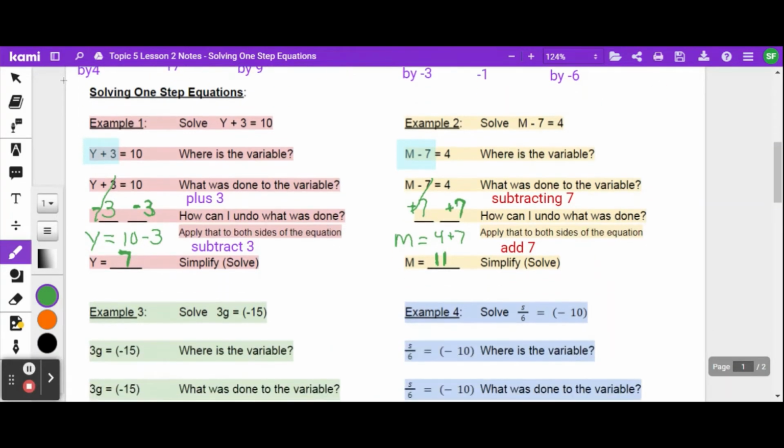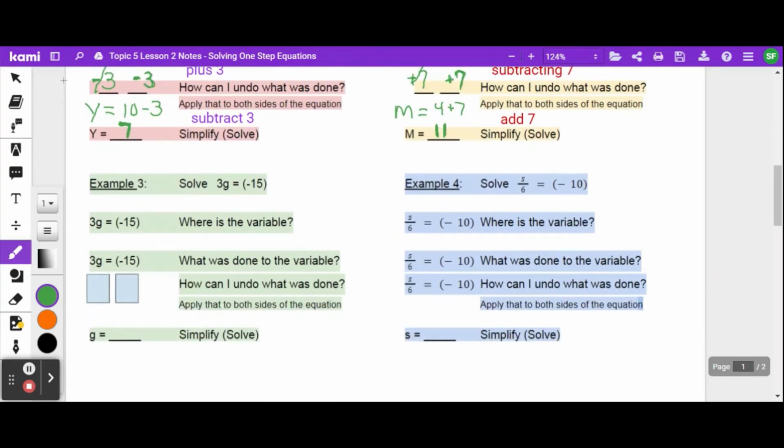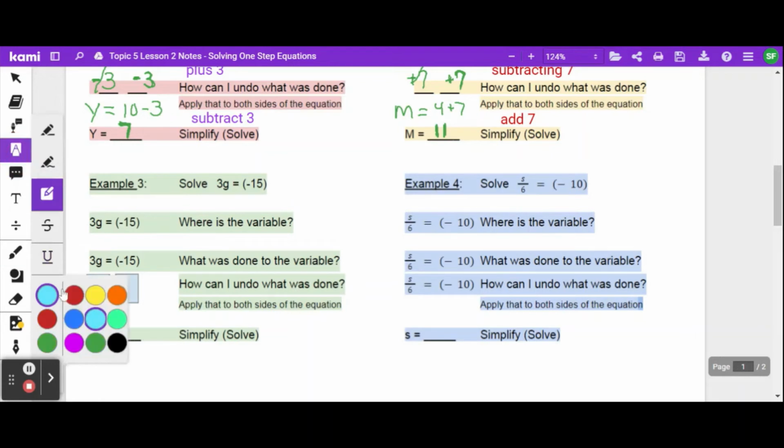Let's go ahead and look at these last two examples in the green and the blue. Example 3 is 3g equals negative 15. Remember, when the variable and the number are next to each other like that, that means to multiply. So really this equation means 3 times something has to give me negative 15. Again, I notice that the variable is not by itself.